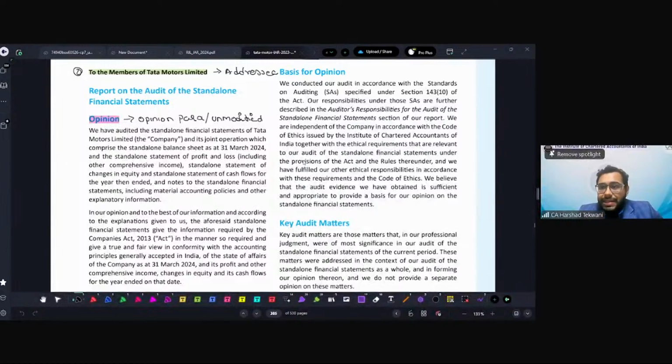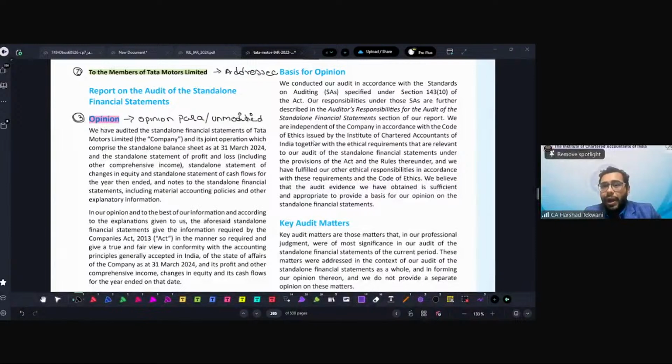Now, when we were discussing opinion, I told you that this is an unmodified opinion. That's why we have written only the term opinion. Had it been a modified opinion, I would have written qualified opinion, adverse opinion, or disclaimer of opinion over here as a heading. But they have written only opinion, which means this is an unmodified opinion under SA 700. Remember that. That is the third part that we need to understand about the report.